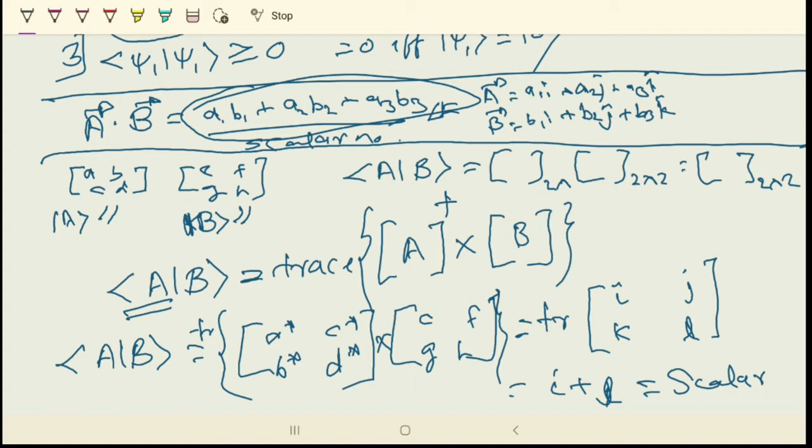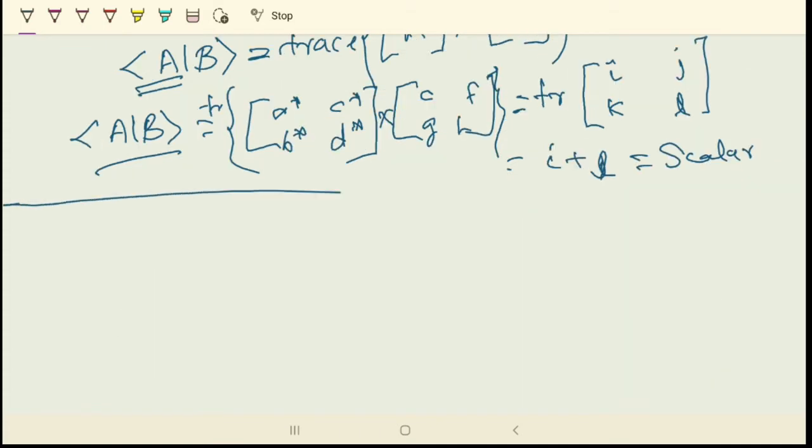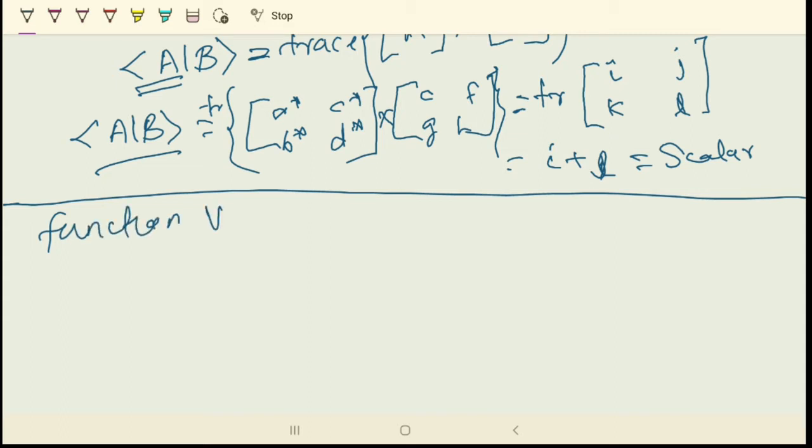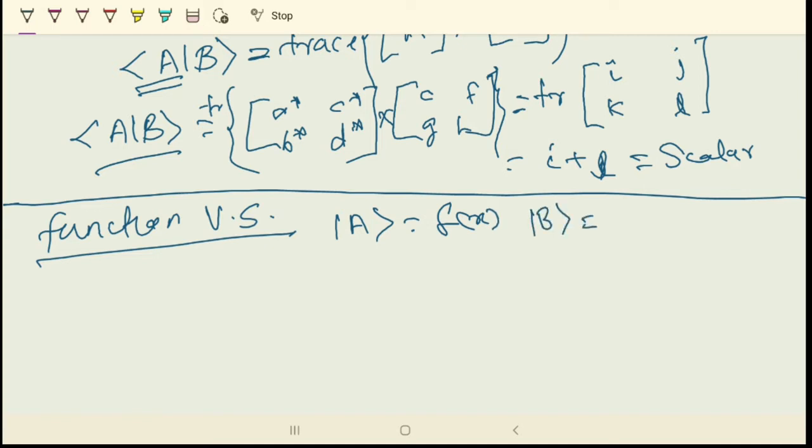Let's take another example. Now suppose I have a function vector space. If I have a vector A as f of x, some function which only depends on x, and B, let's say, g of x, which also depends on x, what will be A dot B? Can I take just the multiplication of f of x with g of x? That will give me another function. It's not a scalar number.